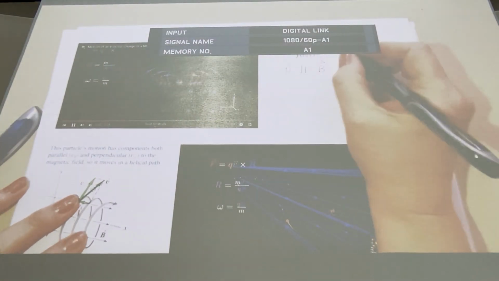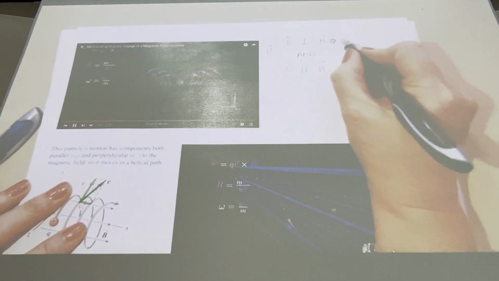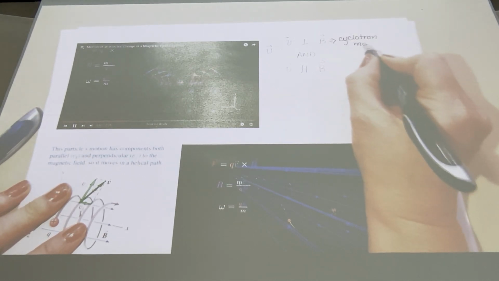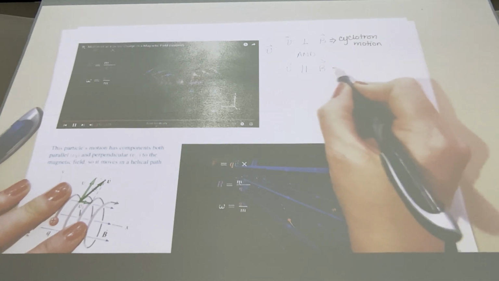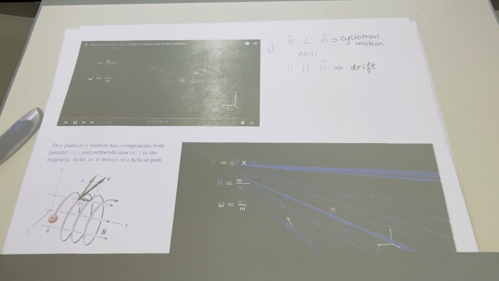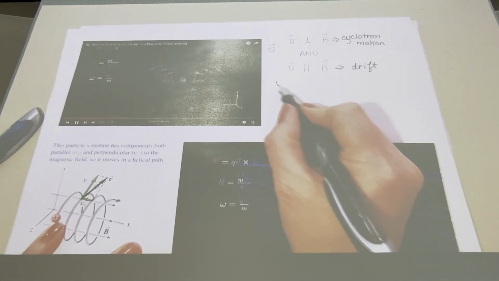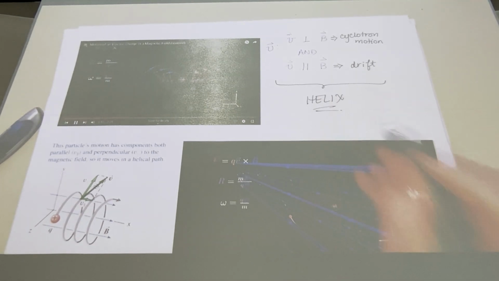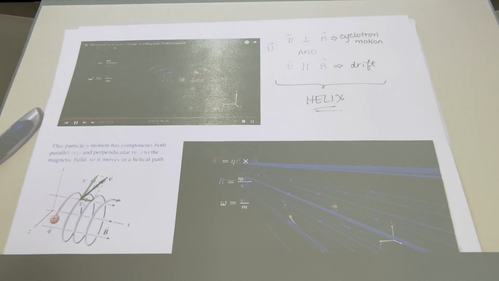Back to the dot can. So the perpendicular part gives us the cyclotron motion, or the circular motion. And the parallel part, we say that just results in a drift. So it keeps moving with that same component of velocity with no change. And together, the path is a helix. Okay, questions? No, okay.